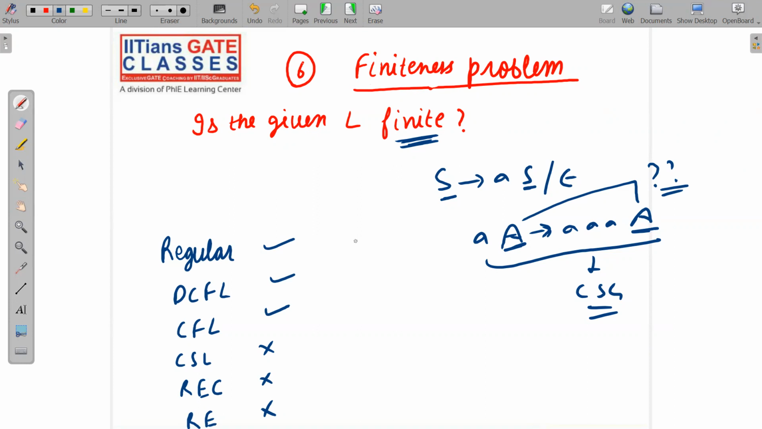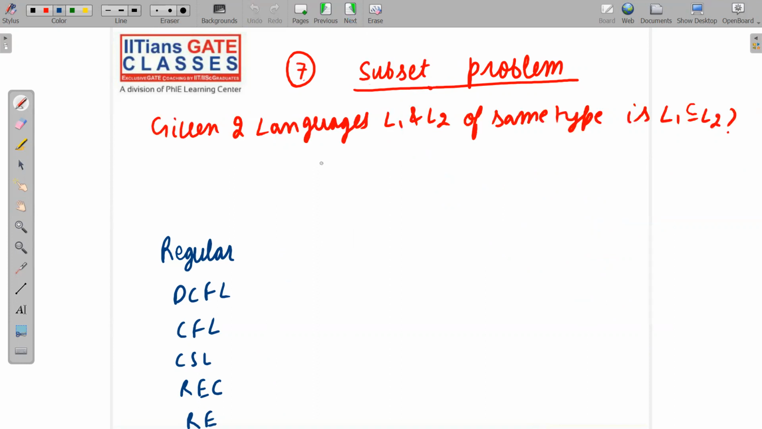You just have to remember a table, and I will give you the table in the end, so don't worry about it. So the finiteness problem: for regular, DCFL and CFL it is decidable. For the rest, it is undecidable. Next, the subset problem. Given two languages L1 and L2 of the same type, is L1 a subset of L2? For the subset problem, only regular is decidable. For the rest, it is undecidable.